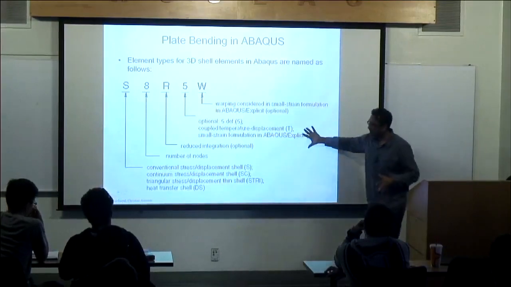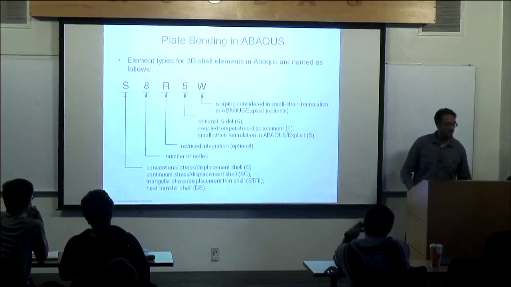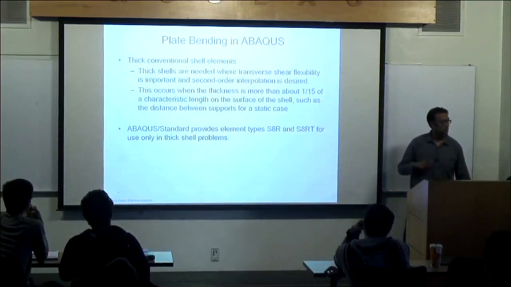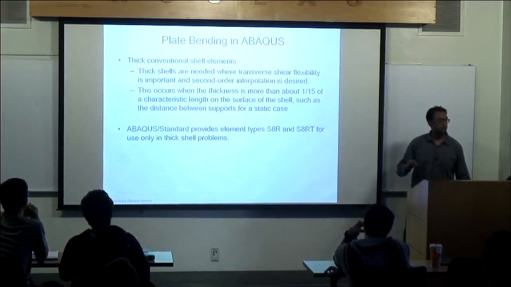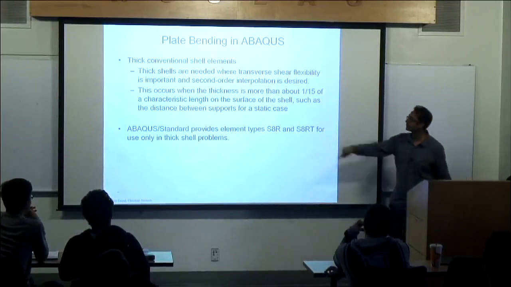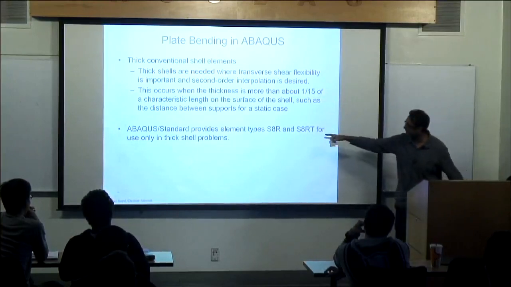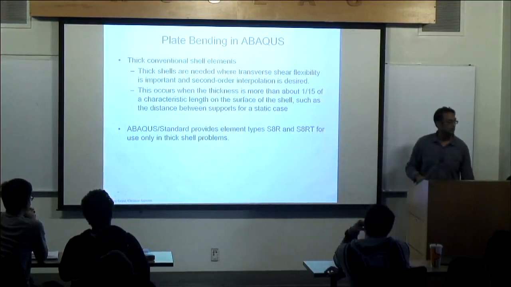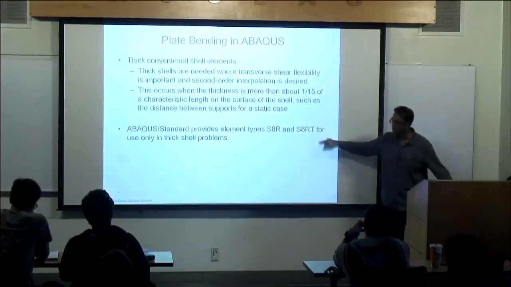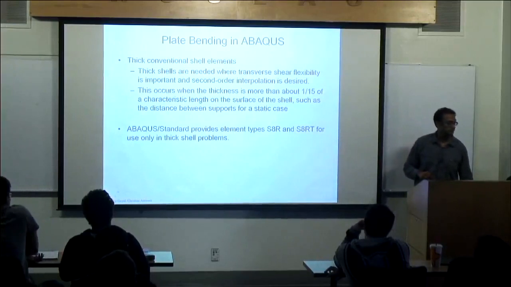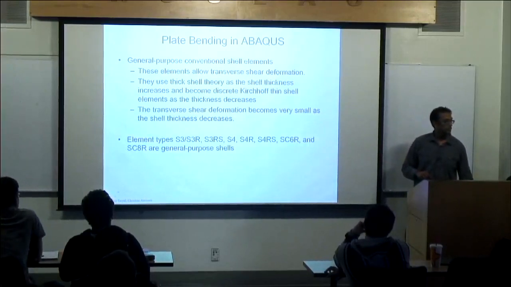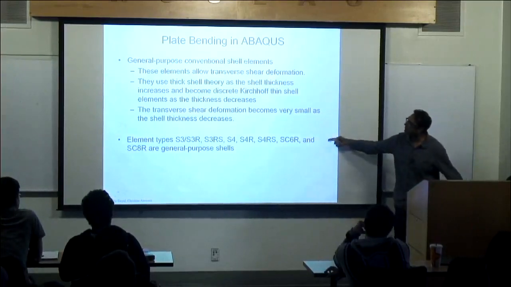Anyway, you guys can read this at your own pace. You can do thick conventional plates. The one I discussed today was thick conventional plates using Mindlin theory, which is more like Timoshenko. Abaqus also provides S8R and S8RT elements. The T is for temperature, R is for reduced integration. You can also use other element types given here.